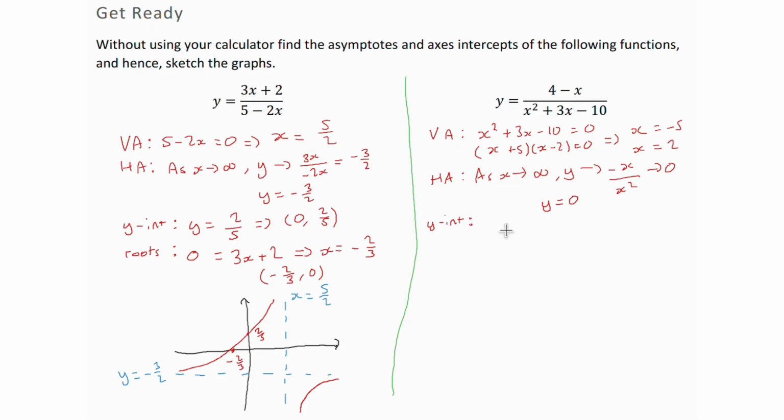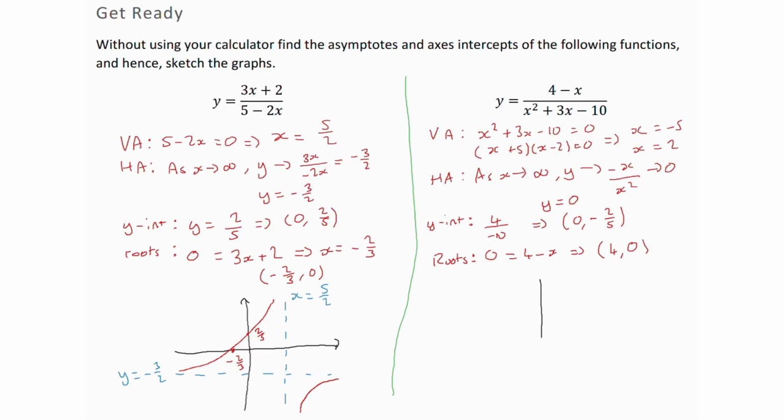Our y-intercept is when x is equal to 0. So we get 4 over minus 10. We've got (0, minus 2/5). And our roots are when y is equal to 0. So 0 is equal to 4 minus x, which means x is equal to 4. So it's (4, 0).